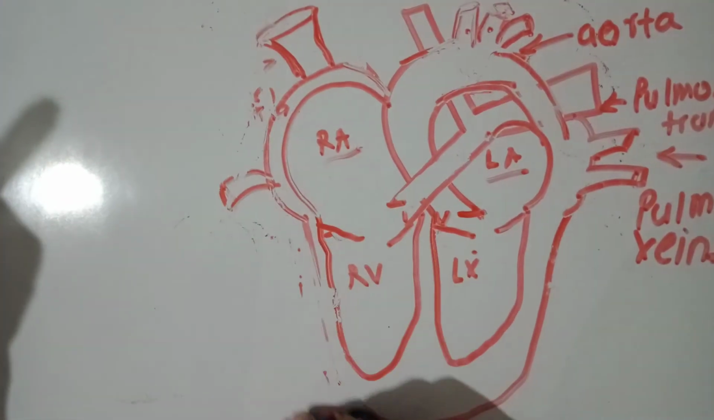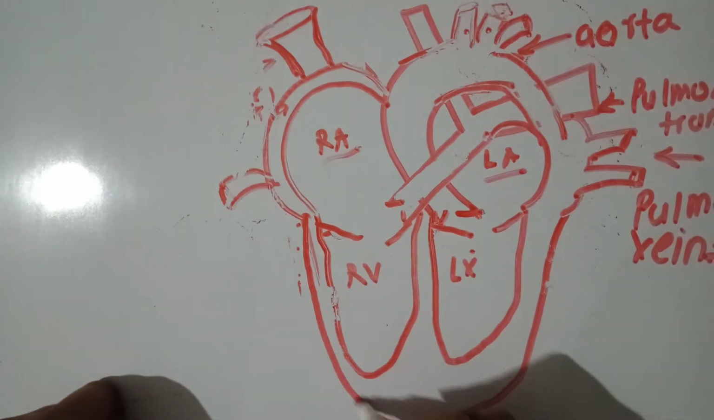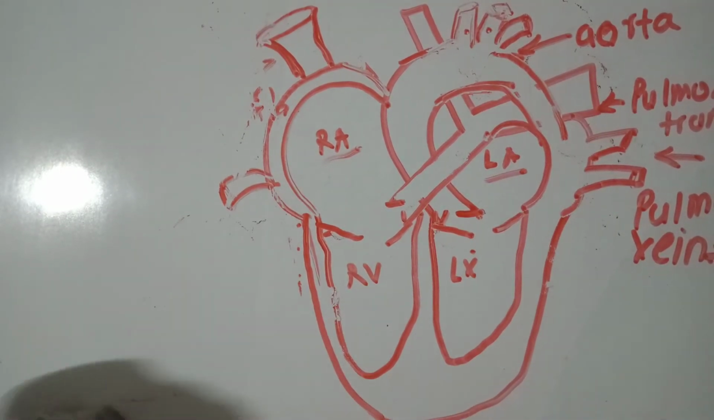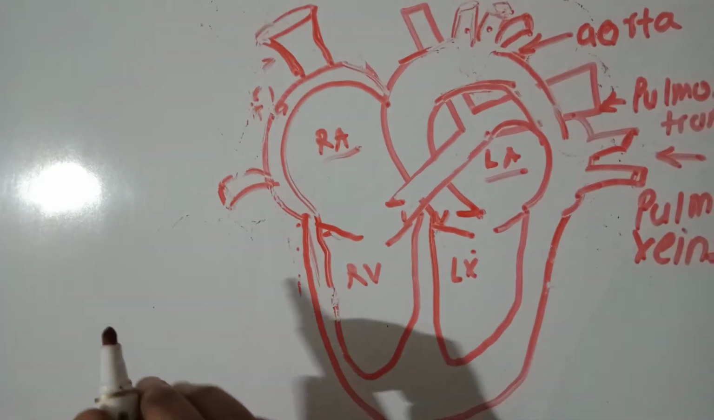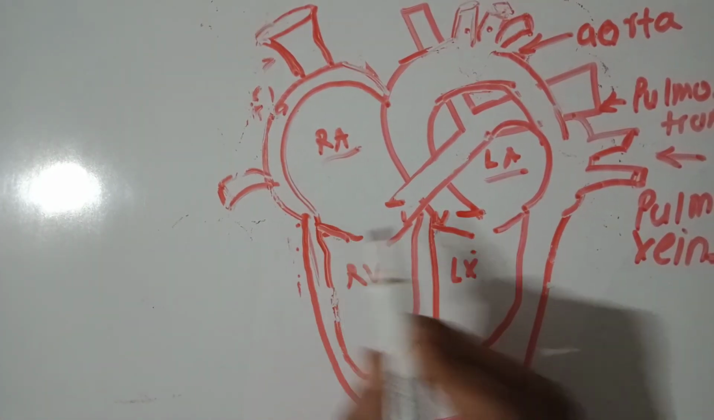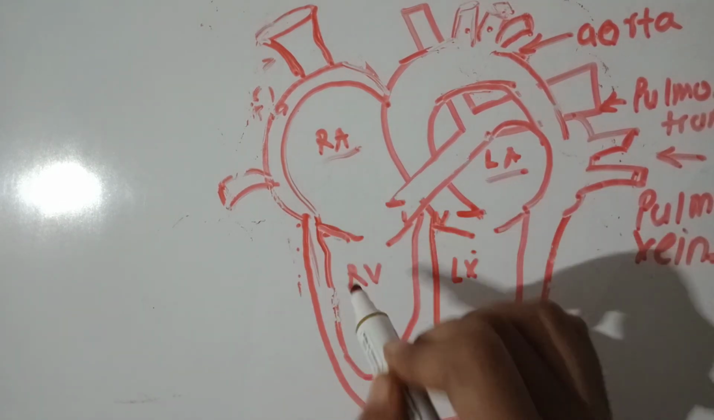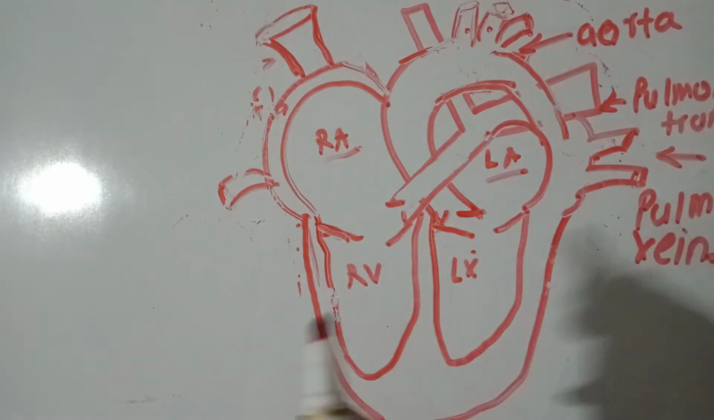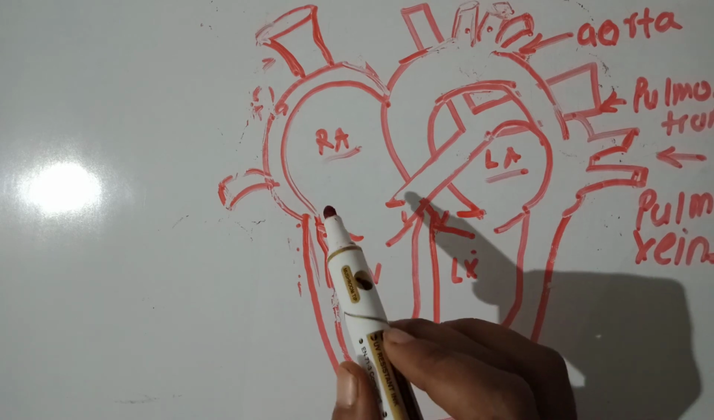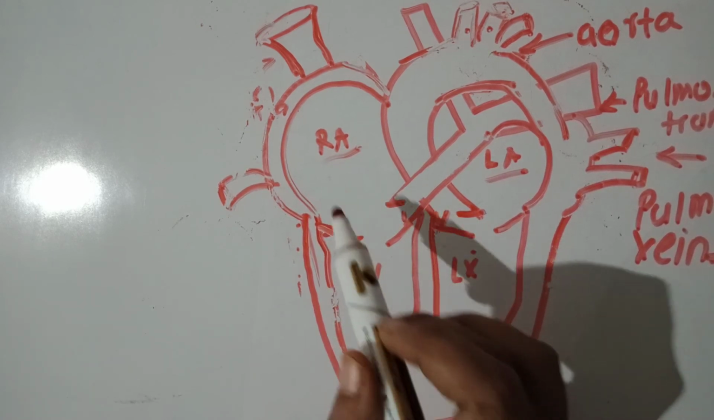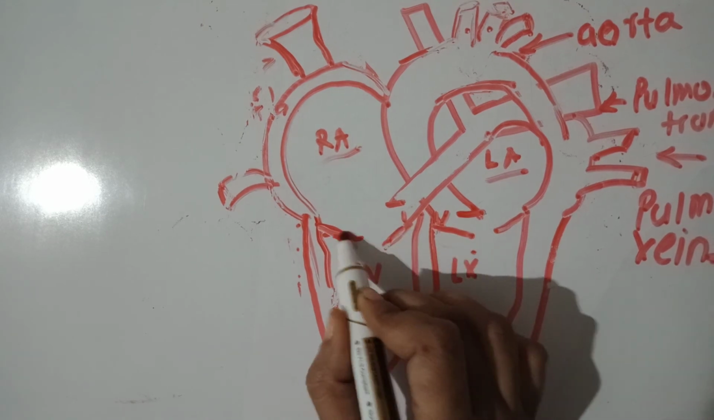So I hope this is clear. Now if you see this, we have already seen that these are the tricuspid valves, and here in between is the inter atrial ventricular region, in between the atrium and the ventricle. In between this there are some walls present.